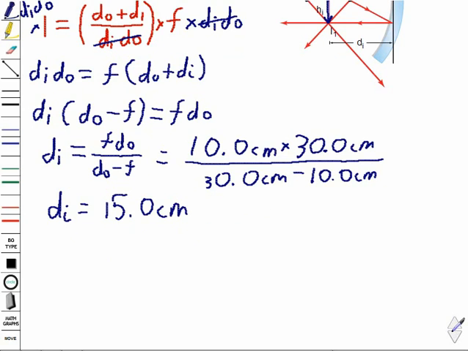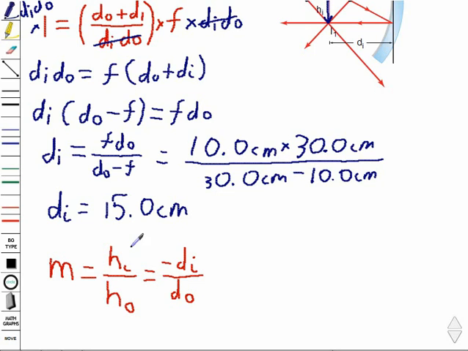So now we have to answer the last question, which was, how big is this image? So you want to use the magnification equation to solve for the image height. So back in the book, it says that M is equal to hi over ho. And that is equal to the opposite, or the negative, of the distance to the image divided by the distance to the object.